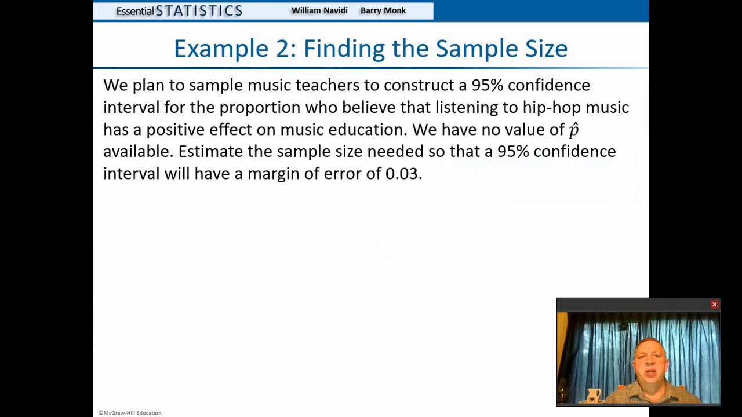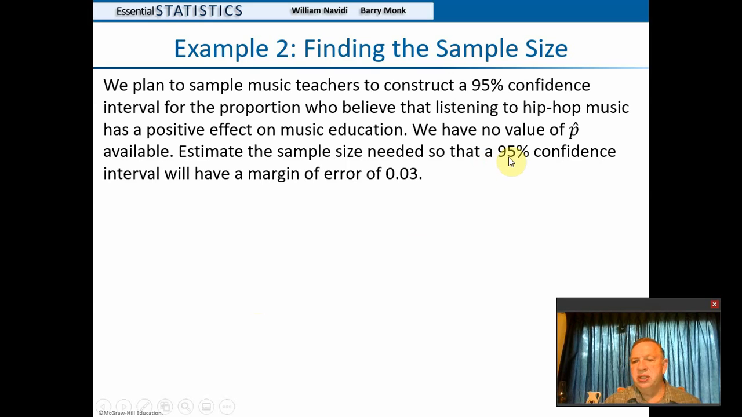Okay. So now we want to do a 95% confidence interval. We plan to sample music teachers to construct a 95% confidence interval for the proportion who believe that listening to hip-hop music has a positive effect on music education. We have no idea of p hat in this case, but we want to estimate what sample size we would need to get a 95% confidence interval with a margin of error of 0.03. Here we don't have any previous information.